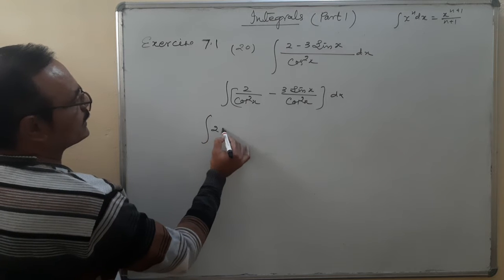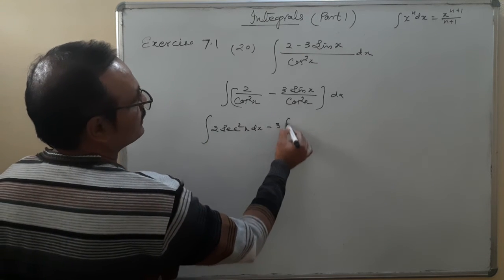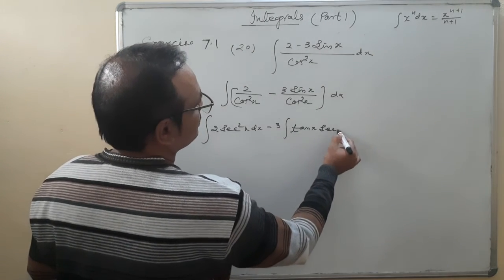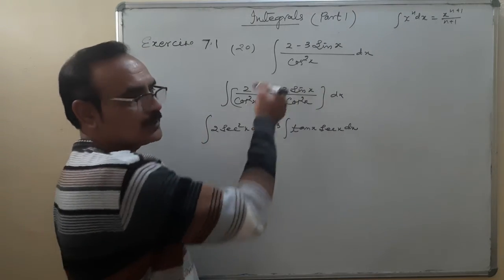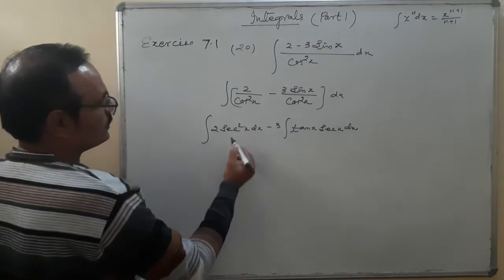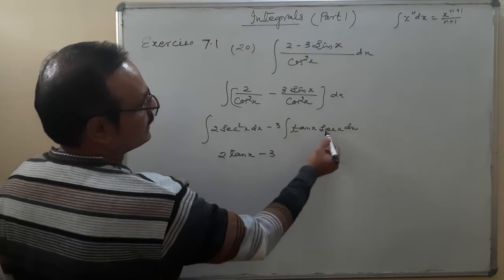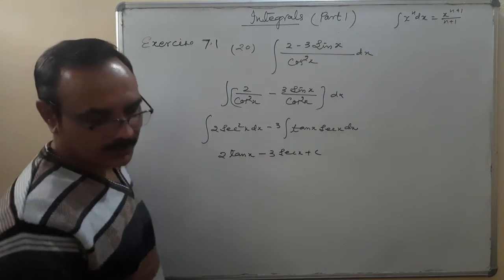So it is coming 2 sec square x, simply integration possible, minus 3 sin x upon cos square x, it is tan x into sec x. How did I do it? Sin upon cos is tan, and 1 upon cos is sec x. So the answer is 2 tan x minus 3 sec x plus c. Okay.